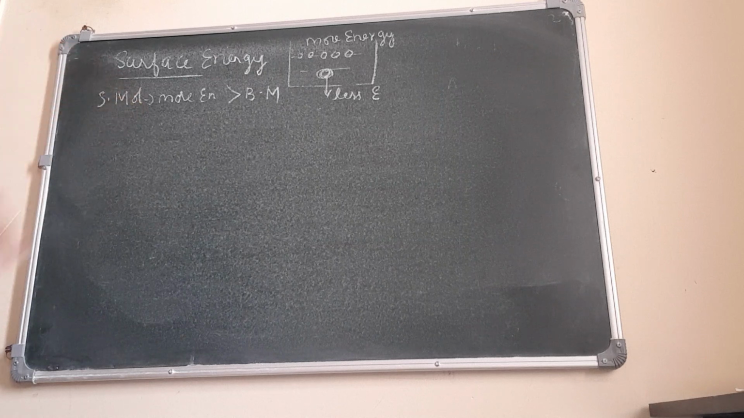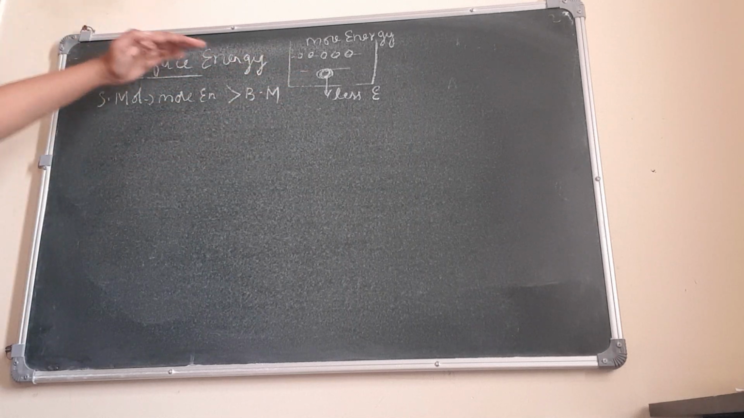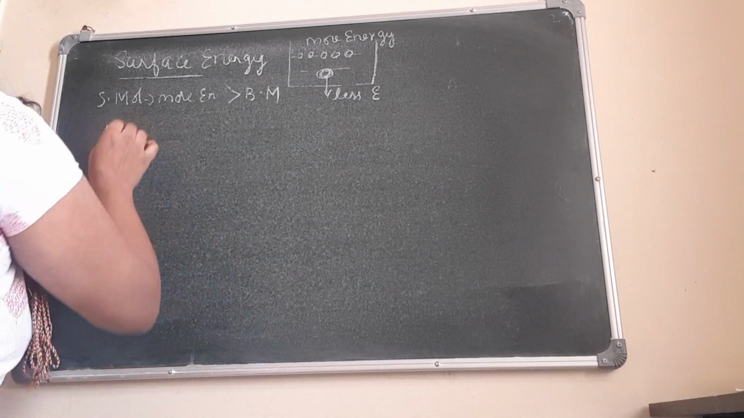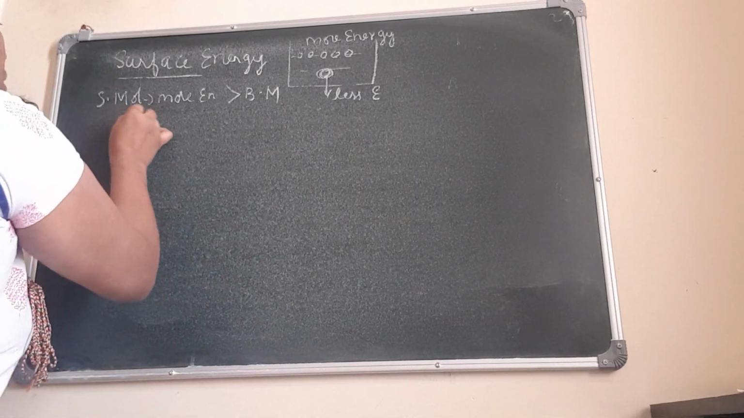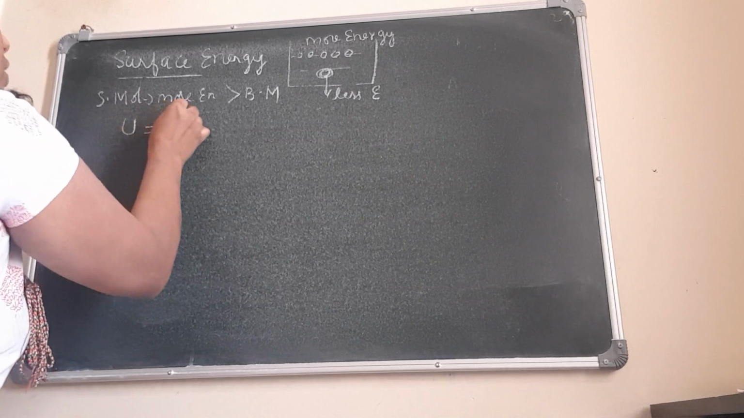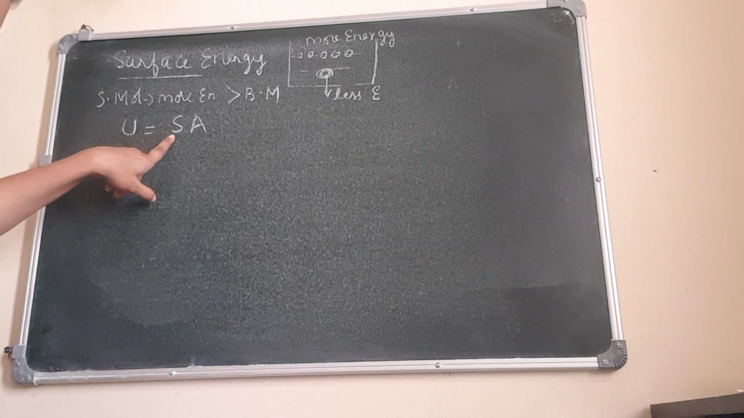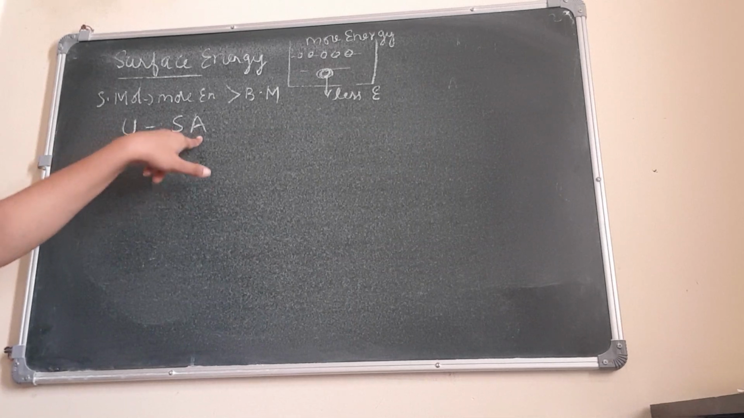So this extra energy possessed by the surface molecules is what we call surface energy. Surface here represents surface molecules. The energy which is a little higher in comparison with the bulk molecules, that energy possessed by the surface molecules, is what we call surface energy. And there is a derivation: the potential energy of the surface is given as U equals S into A, where S is the surface tension and A is the area.